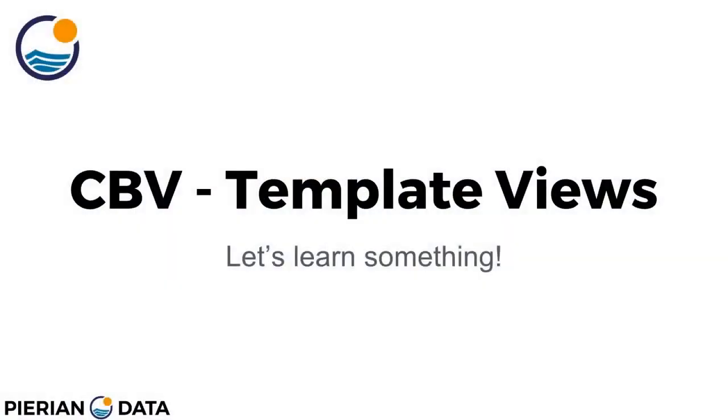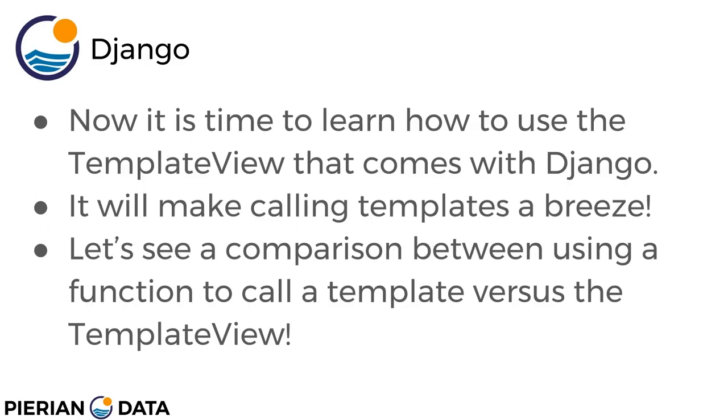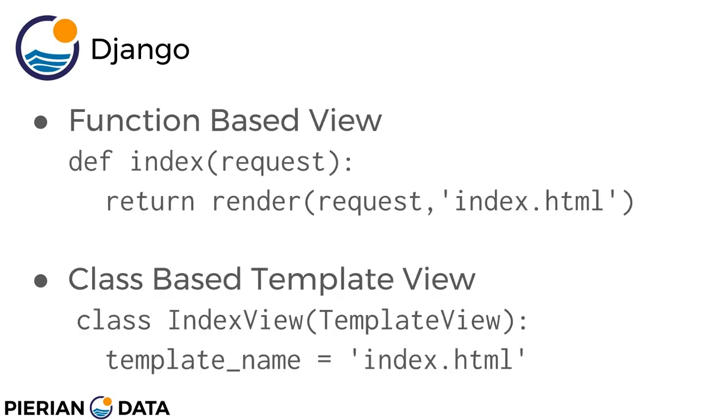Welcome to the template views lecture for the class-based views section of the course. It's now time to learn how to use the template view object that comes with Django. Previously, we just called in the basic view object from those generic views. Now we're going to learn how to use the template view, and it's really going to make calling templates a breeze, very easy. Now let's see a comparison between using a function to call a template as we have in the past versus using the template view object.